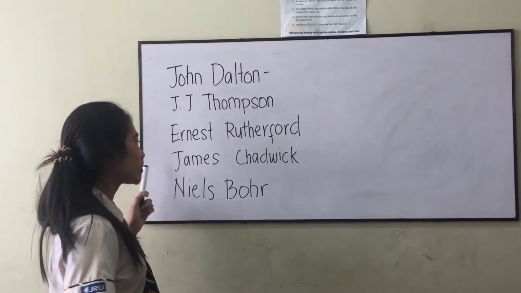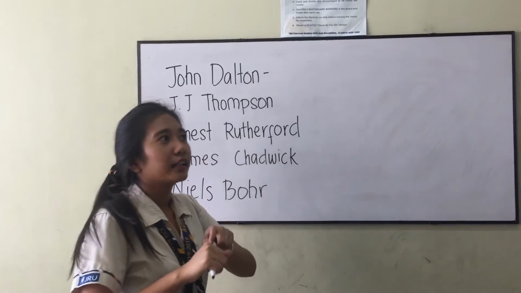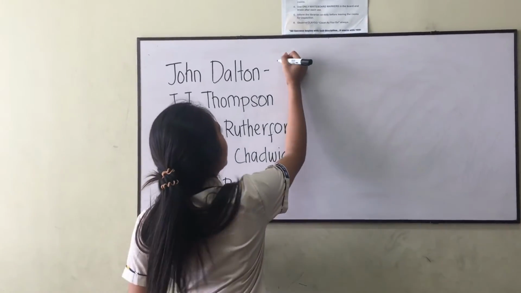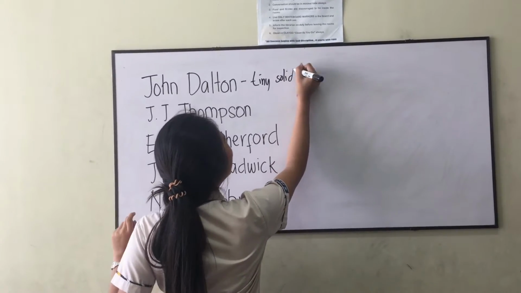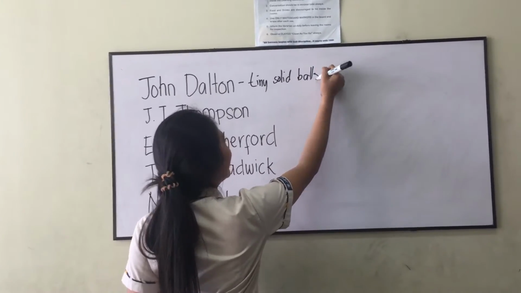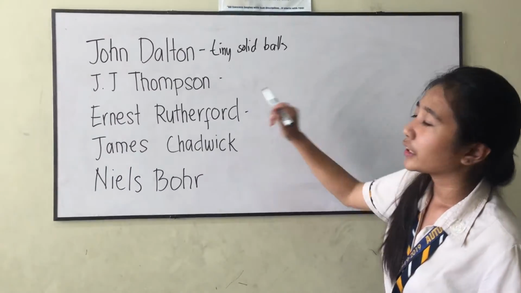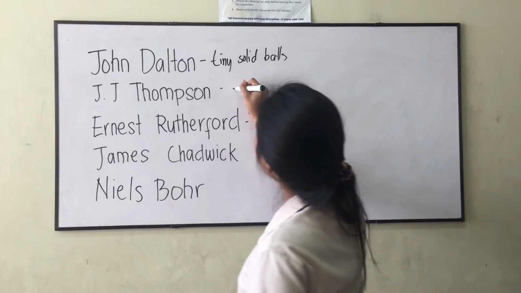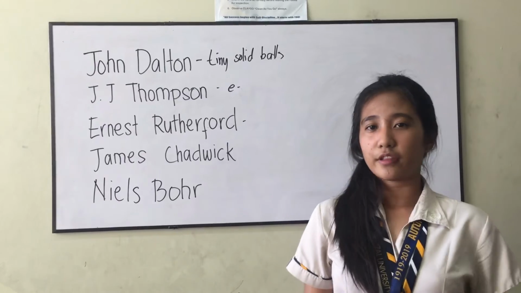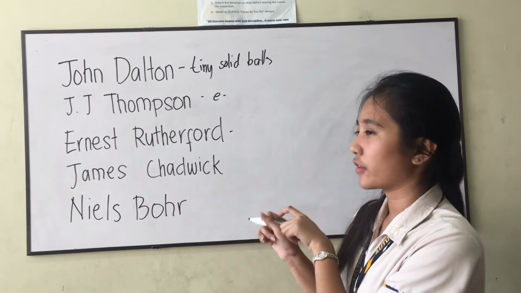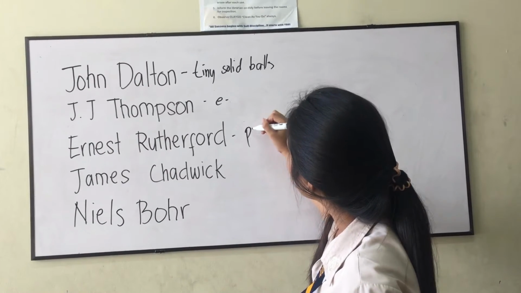These were the persons who contributed their knowledge about atoms. First was John Dalton, who proposed that atoms are tiny solid balls. The second one was J.J. Thomson, who proposed the electron, and he said that the atom was made up of smaller things. The third one was Ernest Rutherford, who proposed the protons and the nucleus.